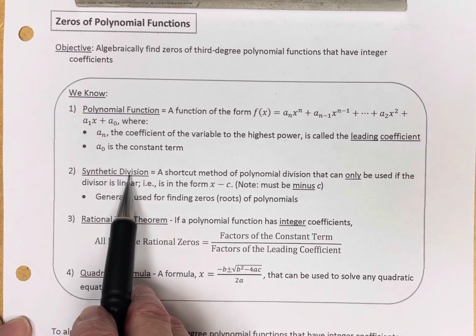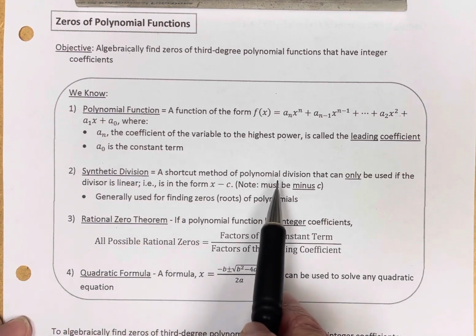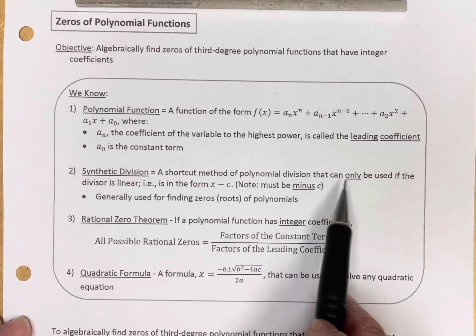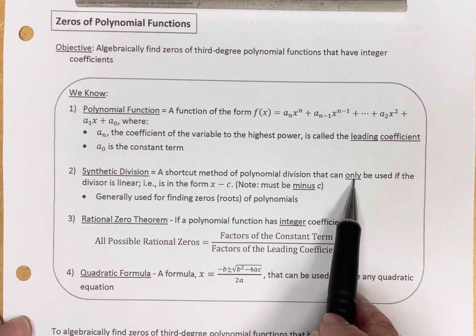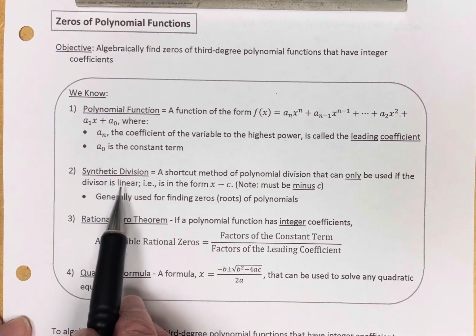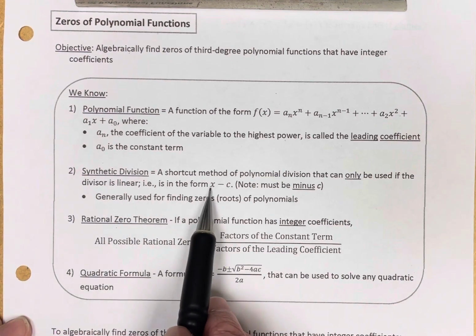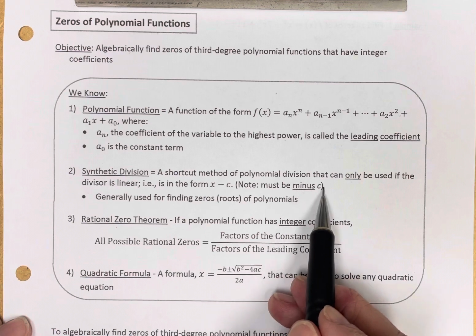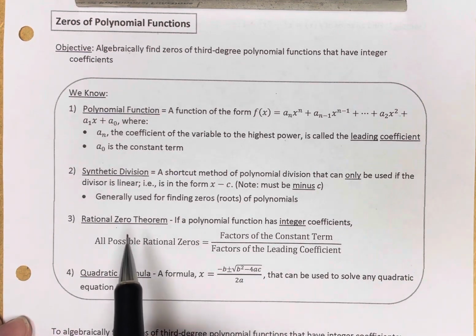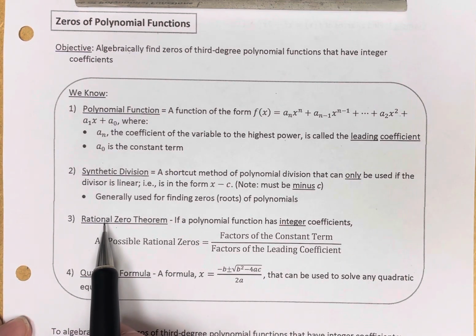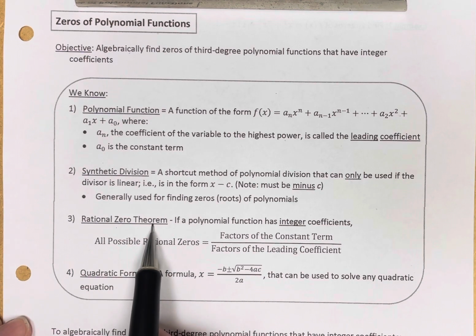We've seen synthetic division. It's a shortcut method of polynomial division that can only be used if the divisor is linear, in other words, x minus c. And don't forget, we're doing minus c. That's how this works. We've learned in a previous video the rational zero theorem.